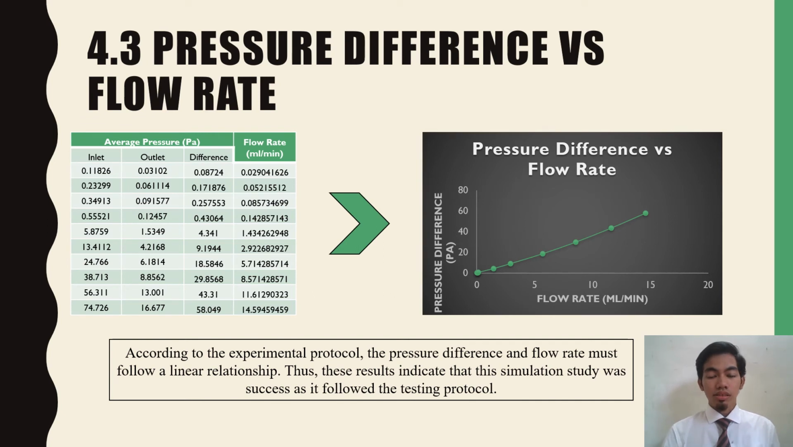So the result that we gain from the simulation is pressure drop. The pressure drop was evaluated under 10 various flow rates. The pressure drop and flow rate should follow a linear relationship according to the experimental protocol, and this study showed a linear relationship between pressure drop and flow rate. Thus, these results indicate that this simulation study was a success as it followed the testing protocol.